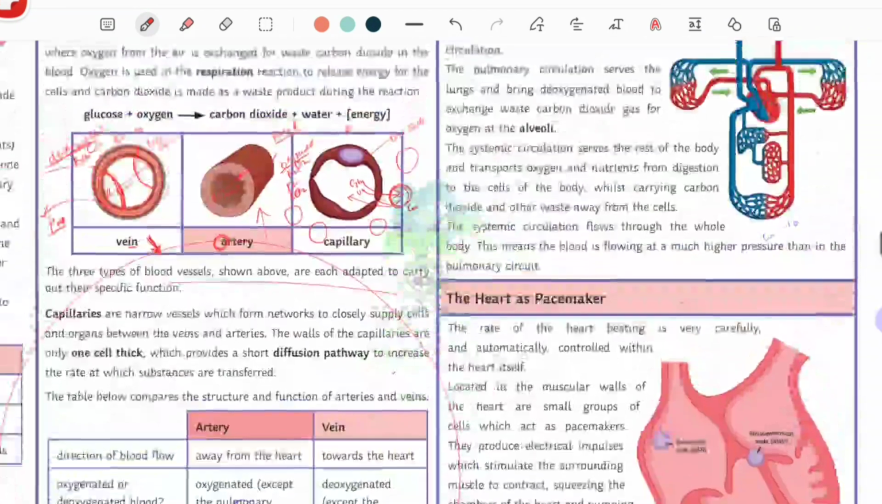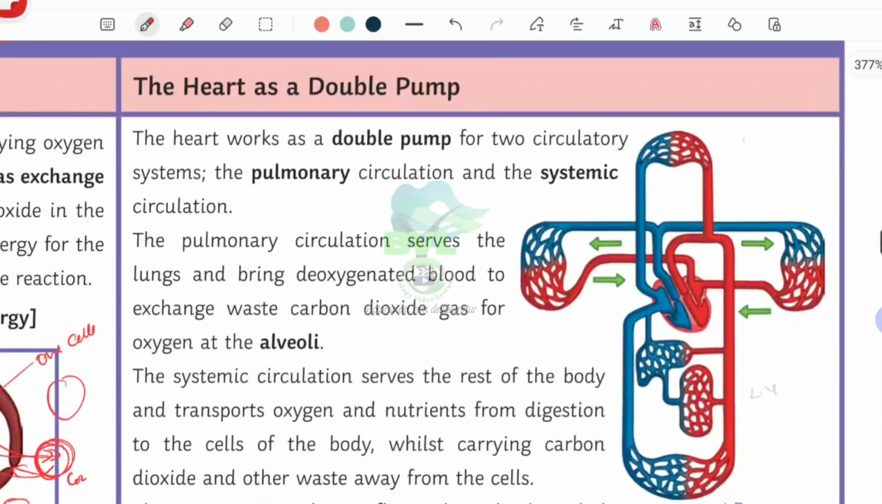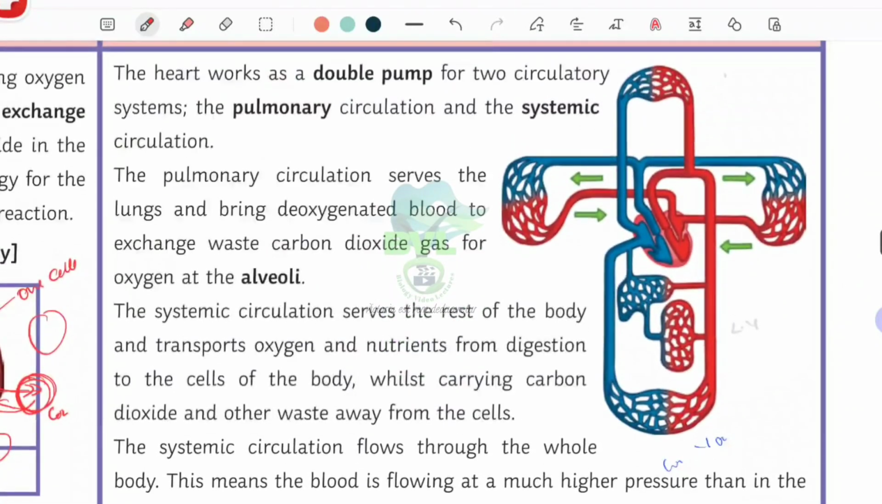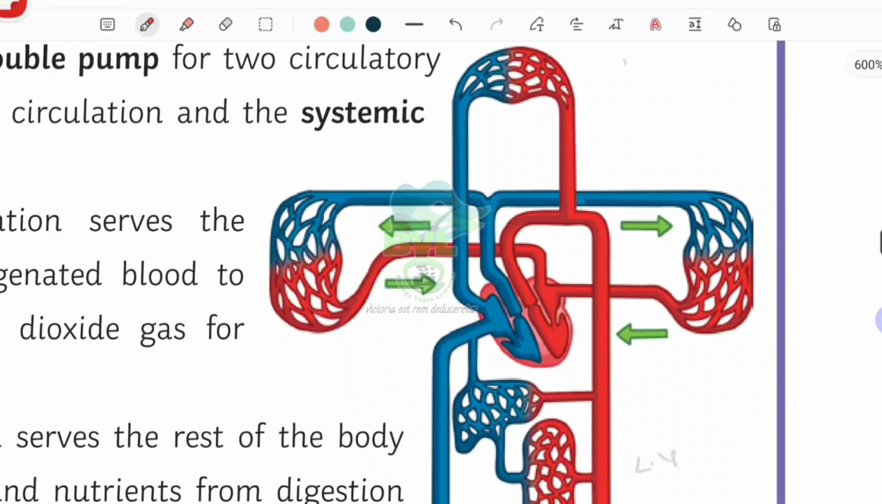Okay, the next thing I move on to is the heart. Let me look at the heart here. The heart has 4 chambers: right atrium, right ventricle. Let me use another color for that red part.